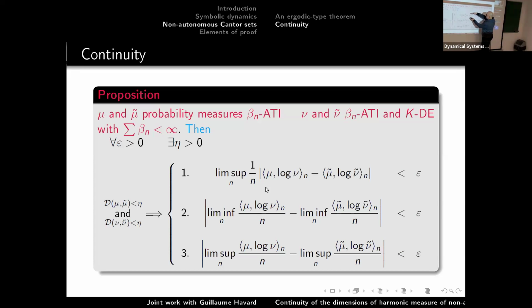So, since the ratio entropy over Lyapunov exponent will give you in the limit inferior the dimension of mu, and the same ratio will give you the dimension of mu tilde, and since these are close, the dimensions of mu tilde are close also.